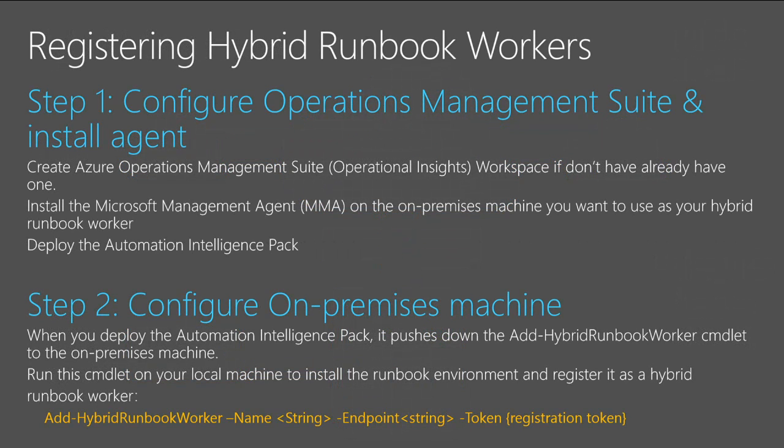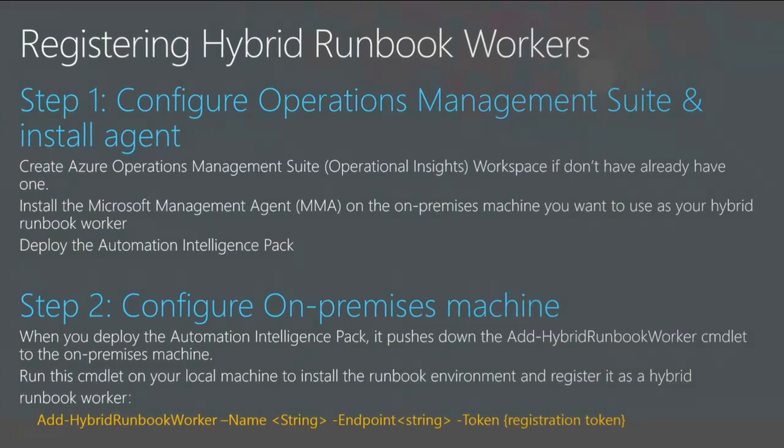So there are two quick and easy steps to register your hybrid runbook workers. First, you're going to want to use the new Operations Management Suite. You're going to want to create a workspace there and install the Microsoft Management Agent onto the worker that you're going to use. And then you're also going to want to deploy the intelligence pack. Then, to configure your on-premises machine, you're just going to use the Add-HybridRunbookWorker commandlet.